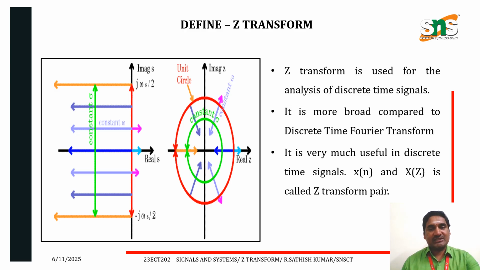Next one, define the Z transform. Z transform is used for analysis of discrete time signals. It is broader compared to the discrete time Fourier transform. It is very useful for discrete time signals. x of n and X of z form the transform pair. This is the unit circle representation of the Z transform with respect to the imaginary of z and real of z. The unit circle can be converted to the frequency domain with the help of the Z transform, z equals e to the power j omega, with respect to the real and imaginary axes.